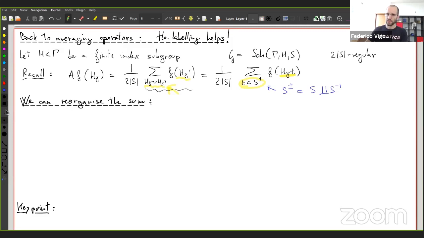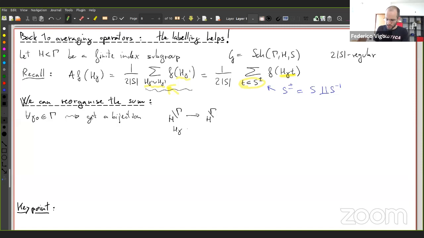Note that for every fixed element in the group gamma naught, we get a bijection from the set of cosets onto itself, simply by sending the coset h gamma to the coset h gamma gamma naught, where you multiply on the right. And well, small warning, this is not a graph map, in the sense that it does not preserve the edges of the Schreier graph, it is just some function on the set of vertices. But still, we do have this bijection.